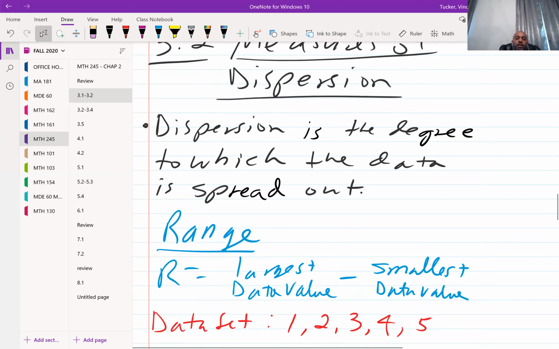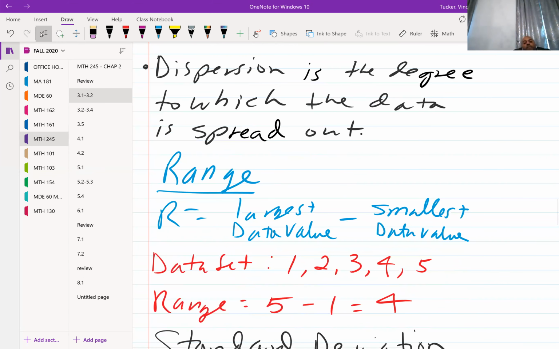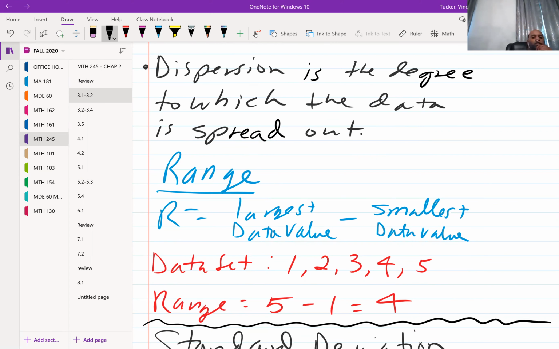All right, data set, once again, 1, 2, 3, 4, 5. You just take the 5 minus 1 and the range would be 4. Any problems?